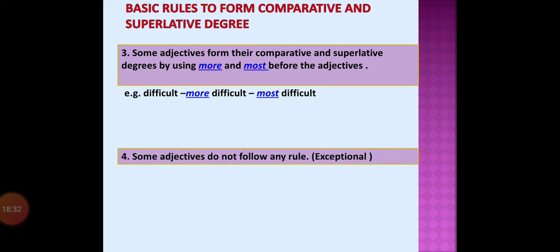The next rule is that some adjectives do not follow any rules. Till now we have seen 3 rules. The first rule is to add ER or EST, ER for the comparative degree, EST for the superlative degree. The second rule was that it changes the spelling. For example, BIG, we made it BIGG, ER or EST. The third rule is we can use more for comparative, most for superlative.